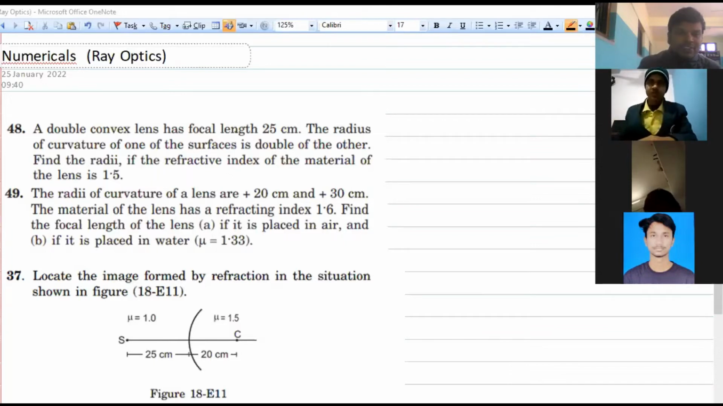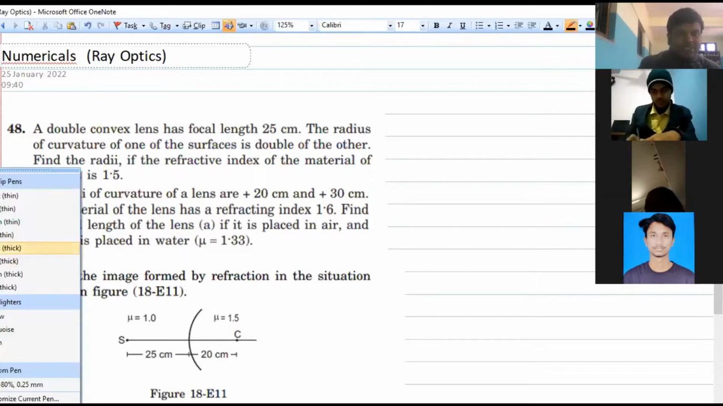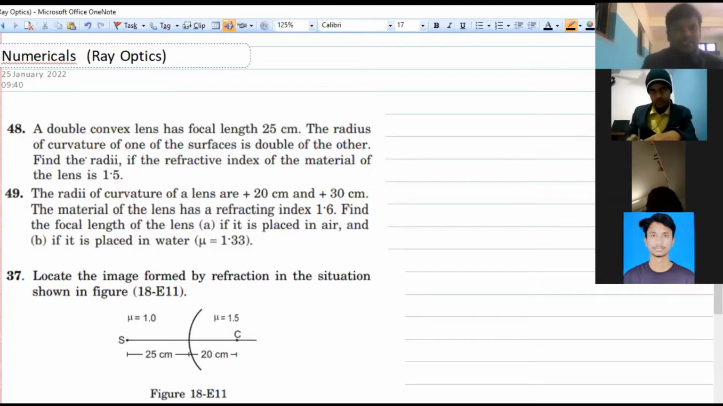You can read the question. Question number 48 we can solve. This question number 48 first I'm going to solve. Or 37. Any question we can solve first. Let us solve this question number 48.